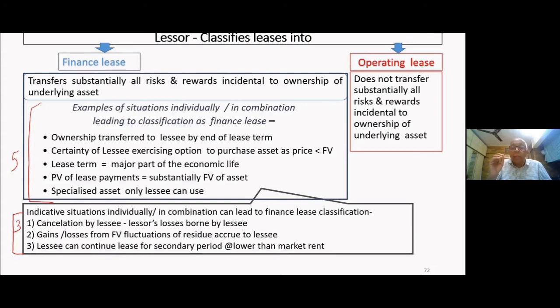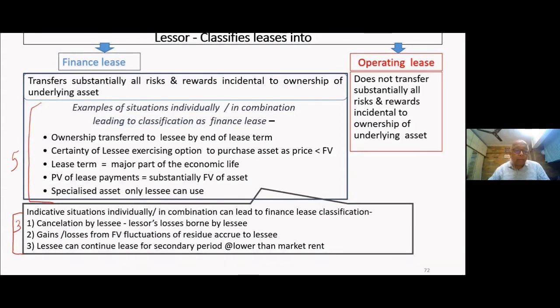So, specialized asset. This happens in airlines also. Nowadays, of course, many of the aeroplanes are uniform. This used to happen even in handsets also. Okay. So specialized assets, if only the lessee can use, then as good as the control is gone, because the lessor cannot do anything even after the lease rent period completion.